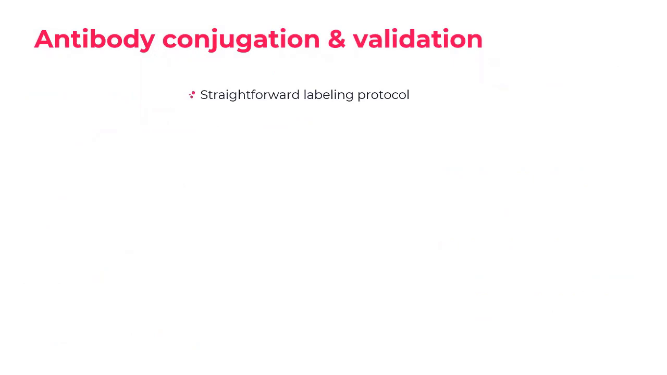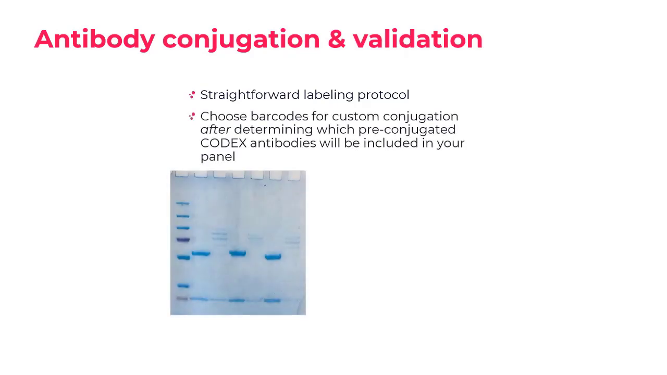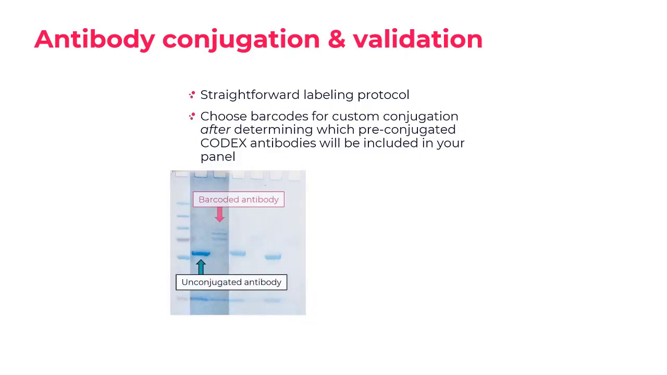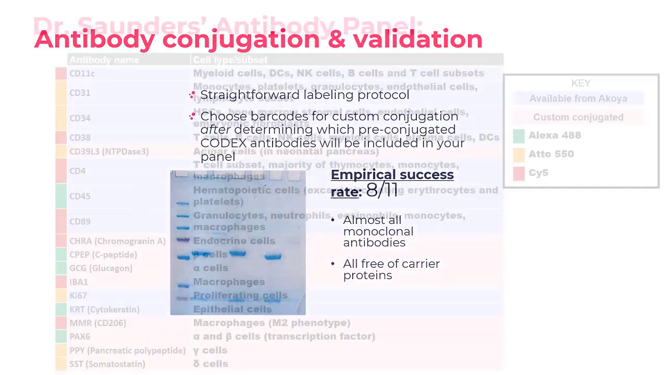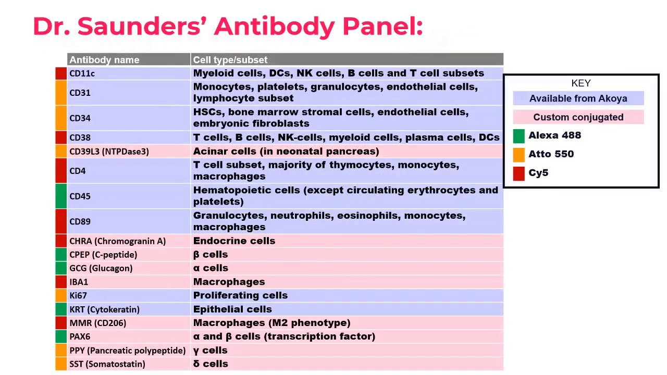In her hands, she found the conjugation protocol quite straightforward and recommends choosing barcodes for custom conjugation after determining which pre-conjugated inventoried CODEX antibodies will be included in your panel. She reports having successfully conjugated 8 out of 11 antibodies, and all of these antibodies were monoclonal and free of carrier proteins. Here is Diane's CODEX panel for understanding the pancreatic tissue microenvironment.